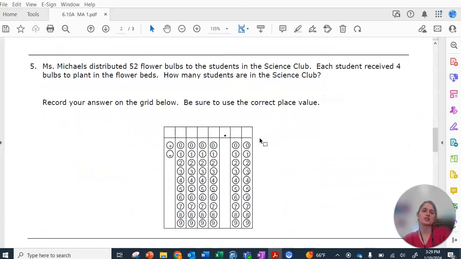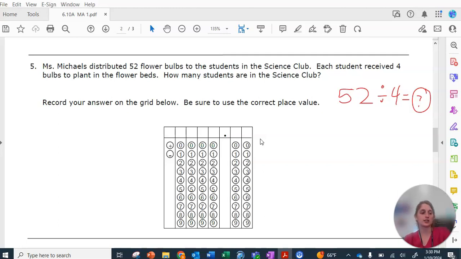Number 5, Miss Michaels distributed, that's like the distributive property, gave out equally 52 flower bulbs to students in the science club. Each student received 4 bulbs to plant in the flower bed. How many students are there? So she has 52 flower bulbs. She's going to split that 52 into, here's a group of 4, here's a group of 4, here's a group of 4, until she runs out. Whatever this number is is how many students are in the science club, because she's going to give it to every single kid. You do not need to write anything in there.